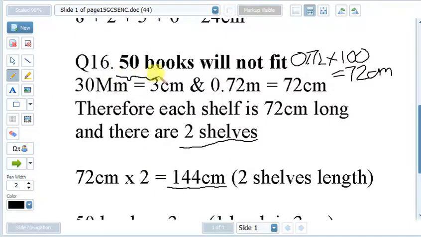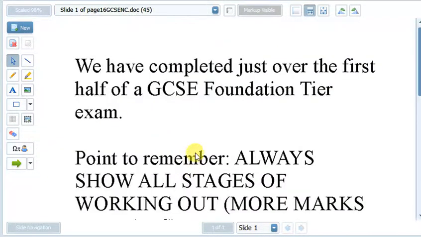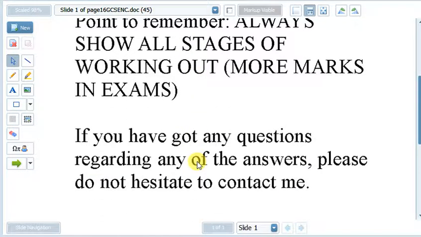Well done if you managed to get that correct. And that is us done for this hour. So we have completed just over the first half of a GCSE foundation tier exam. Point to remember, always show all stages of your working out.